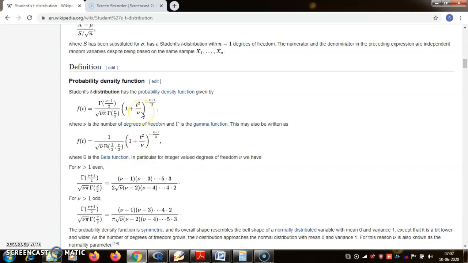Now what is the role played by mu? For smaller values of mu, this has heavier tails. That means for smaller values of mu, fewer and fewer moments will exist. So for mu equal to 1, that is the extreme case, it will be the standard Cauchy. What will be the formula? 1 plus t square raised to the power minus 1.